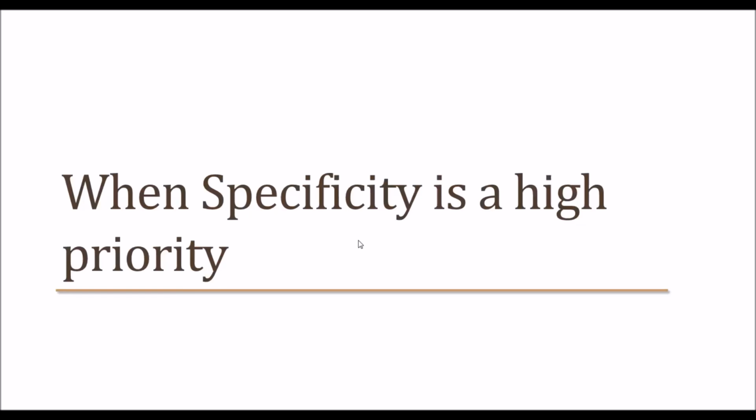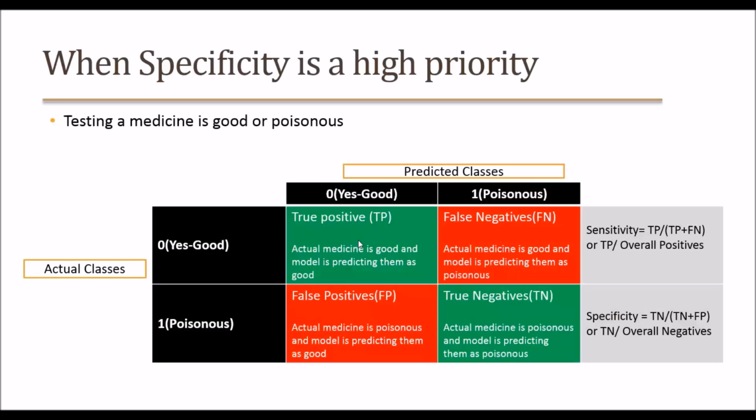So one such example is testing or predicting whether a medicine is good or poisonous. Let us suppose 0 is good, yes the medicine is good, and 1 is yes the medicine is poisonous. Now those are actual values, and we are building the model, or we built the model, and the model is predicting them as good or bad, which is poisonous.